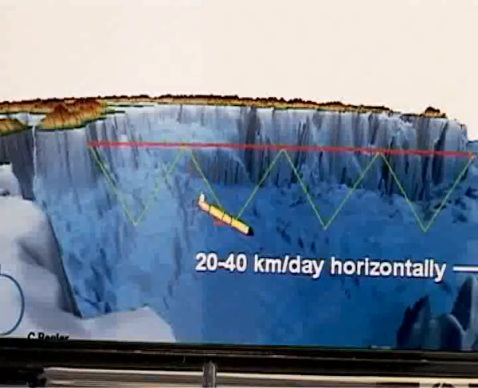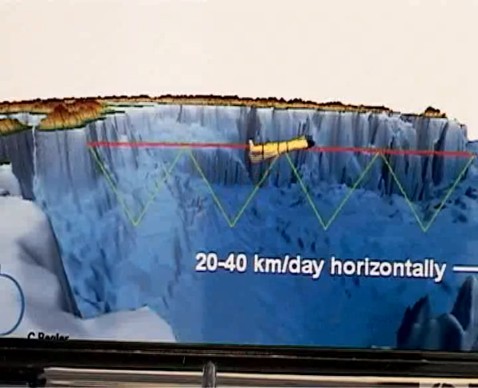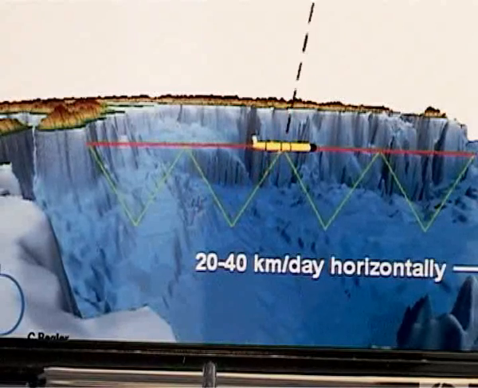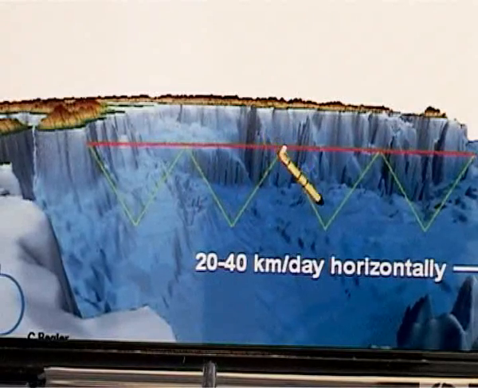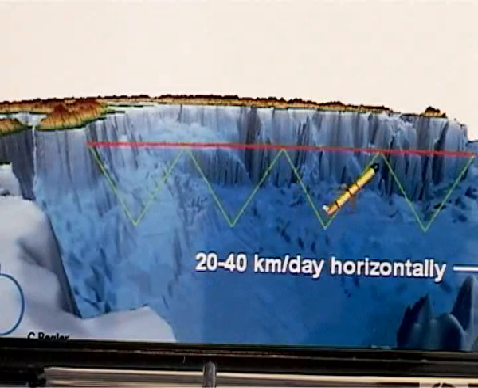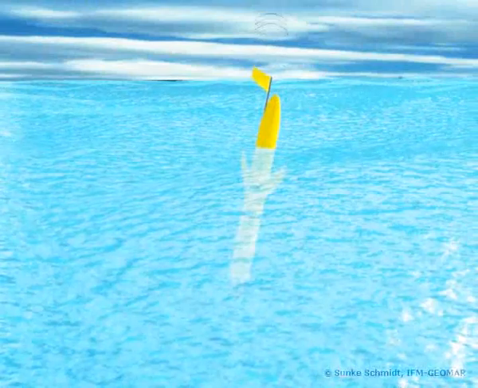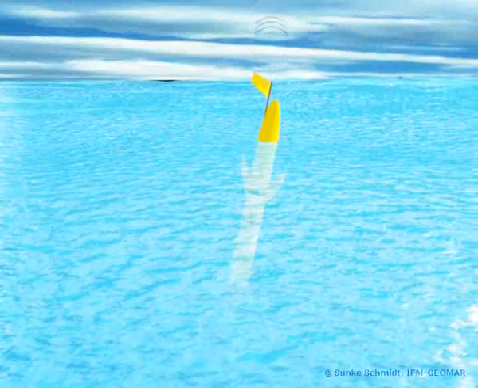This instrument measures different parameters like temperature, salinity, chlorophyll, turbidity, and oxygen, and it moves along a sawtooth path. And they are also useful to improve the forecasting models.